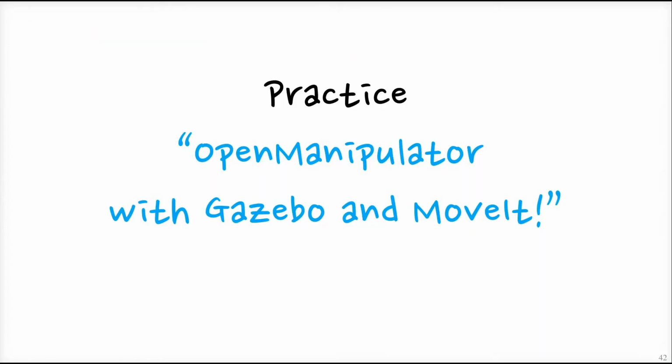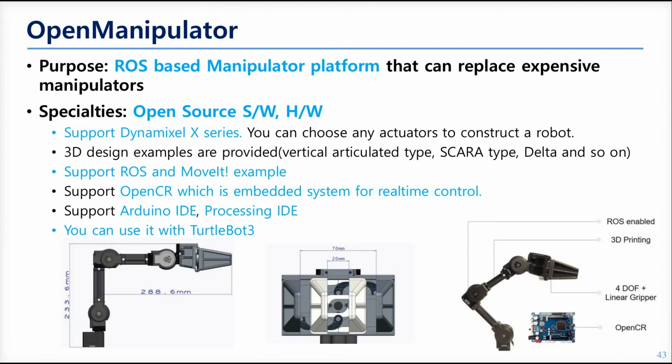Then let's see the OpenManipulator. The basic frame of the OpenManipulator in the simulation is the same as what we have seen in the previous step. But from now, we'll move it using trajectory generation and path planning by the algorithm inside MoveIt. There are many manipulators in the world, but they are very expensive, and it is very difficult to customize their shape or modify the structure.